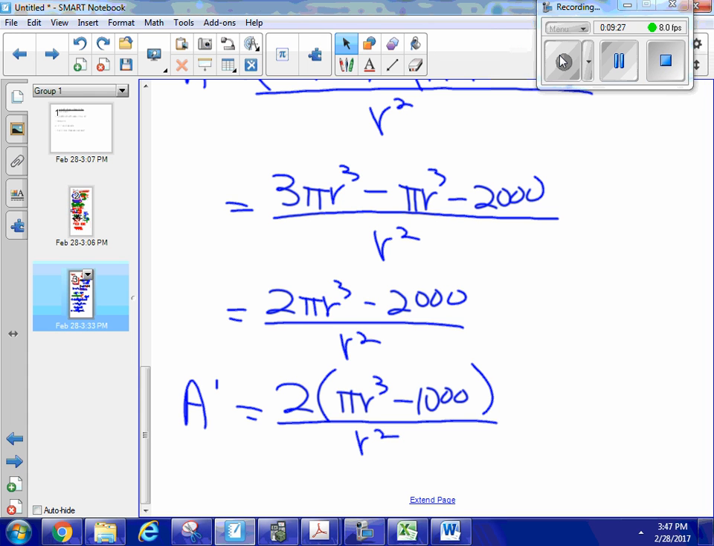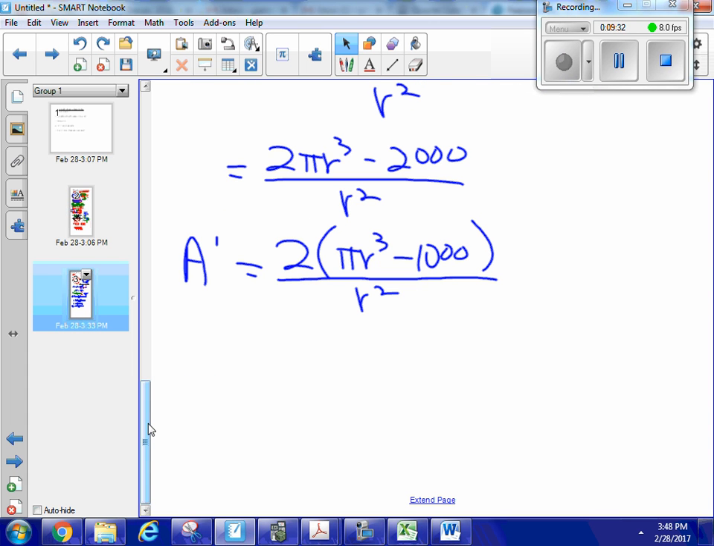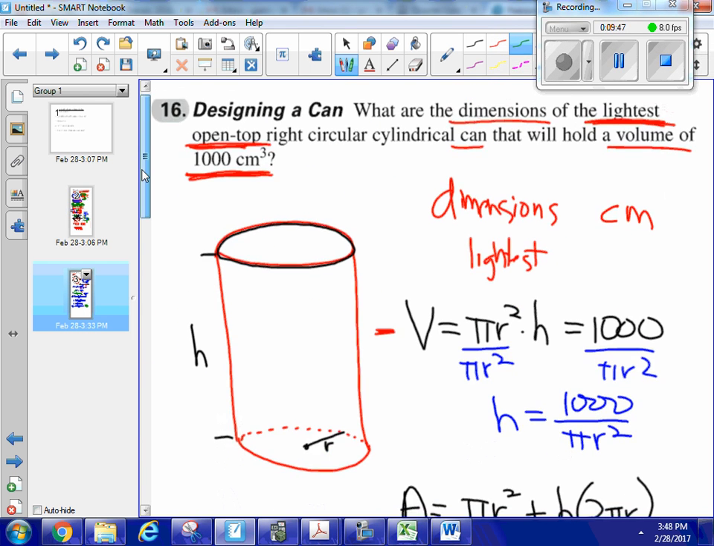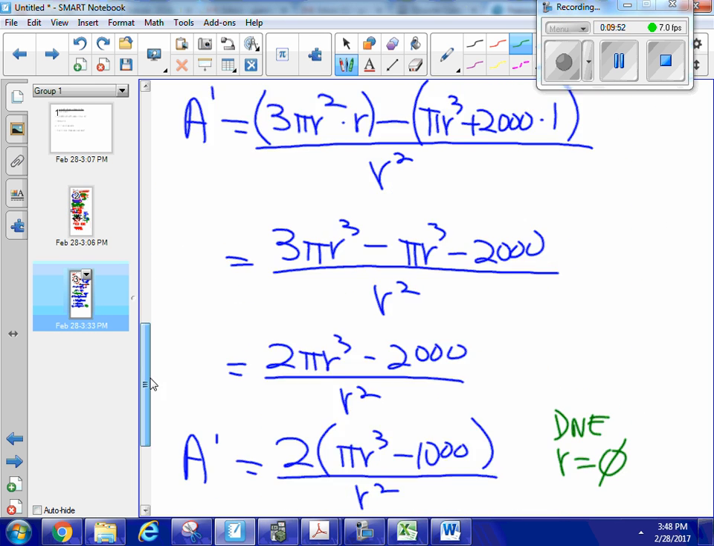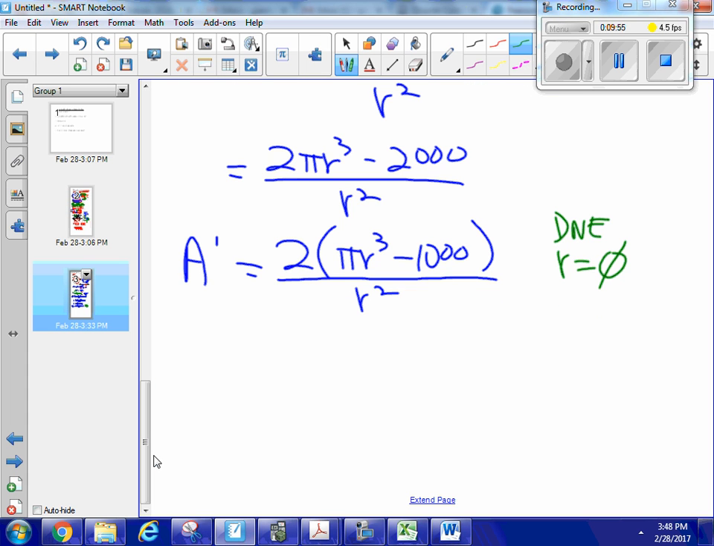That's my derivative. Now, I need to find the critical points. I can see where it's not going to exist. It's not going to exist where r equals 0. But I'm not worried about where it does not exist, because I'm dealing with an object in reality. I'm dealing with a can. And I know r is going to be something, because if it was nothing, then the can wouldn't exist at all. So I'm really concerned with what's going to make this equal to 0, and for that, I'm going to look at the numerator. Because whatever makes the numerator equal to 0 is going to be a critical point.